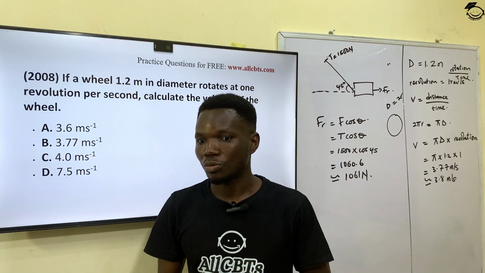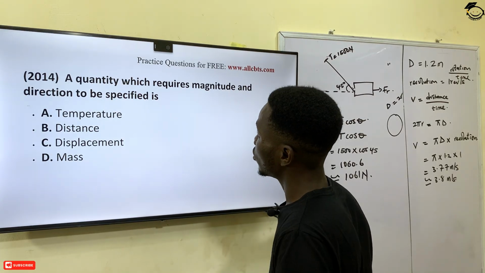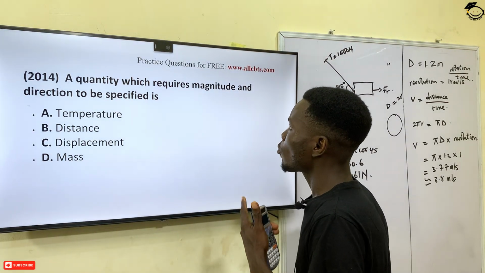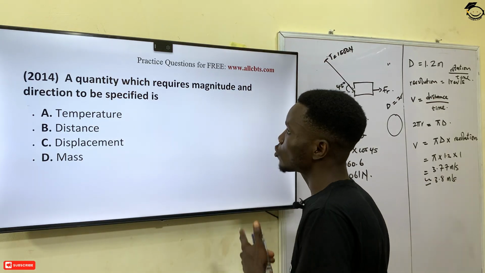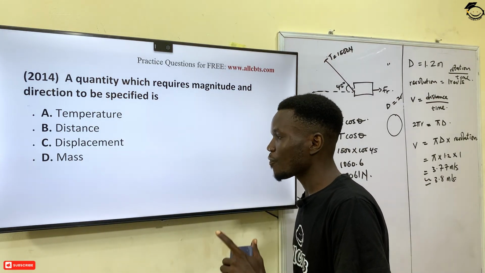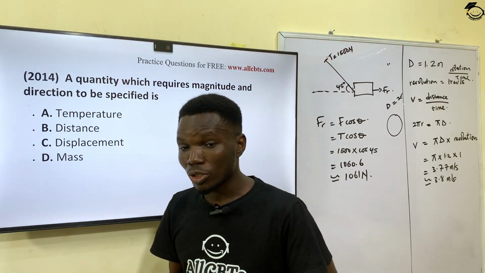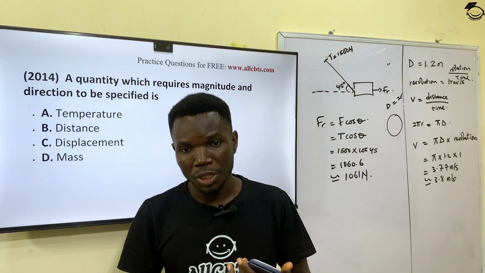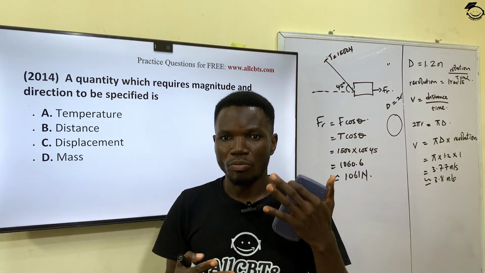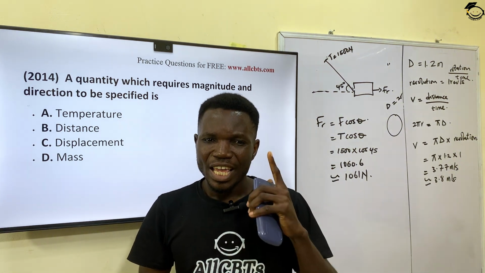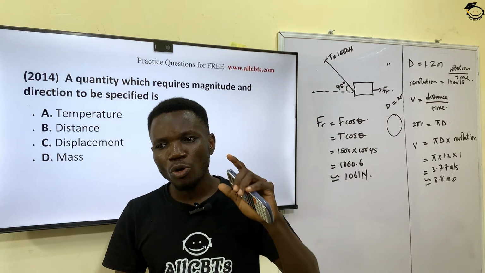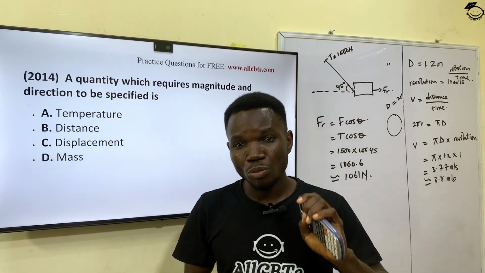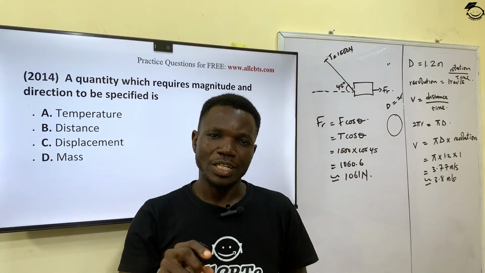Moving on to the next question. This question is gotten from 2014. It says, a quantity which requires magnitude and direction to be specified is dash. Now, we talked about this in a previous video where we did a topic on vectors and scalars. A quantity that requires both magnitude and direction to be specified is called a vector quantity.